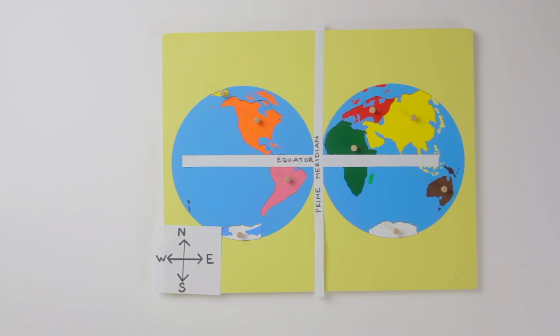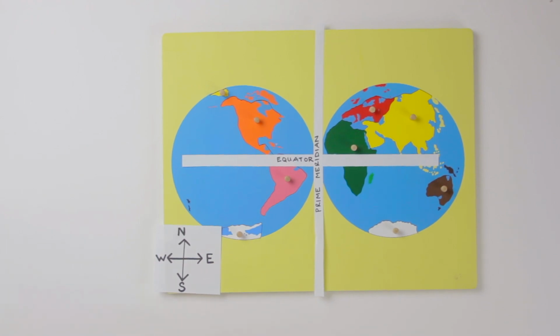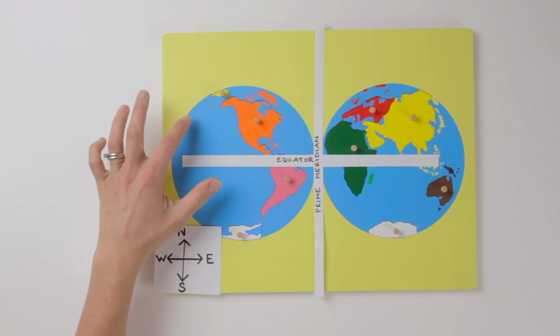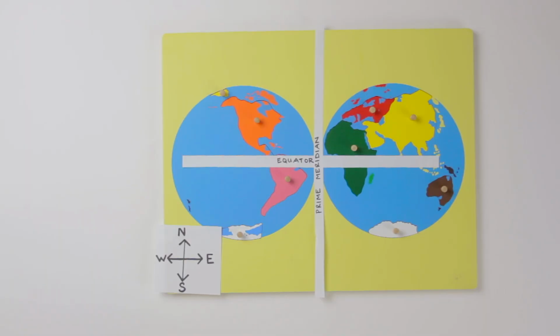Okay, it's your turn. Where do you live? I told you I live in the United States. What hemisphere is the United States in? If you said northern or western, you're right. The United States is in the northwestern hemisphere. How about Australia? Which hemisphere is Australia in? It's in the southeastern hemisphere.